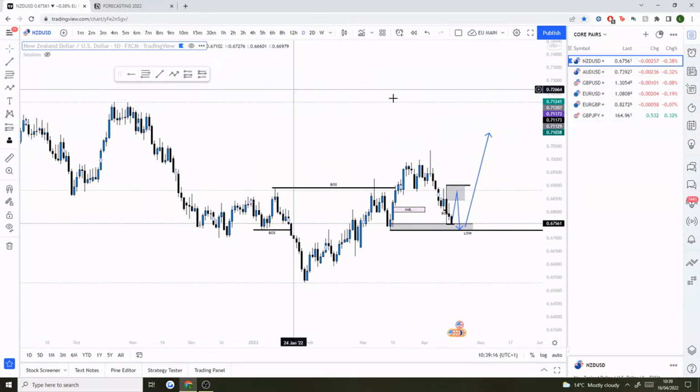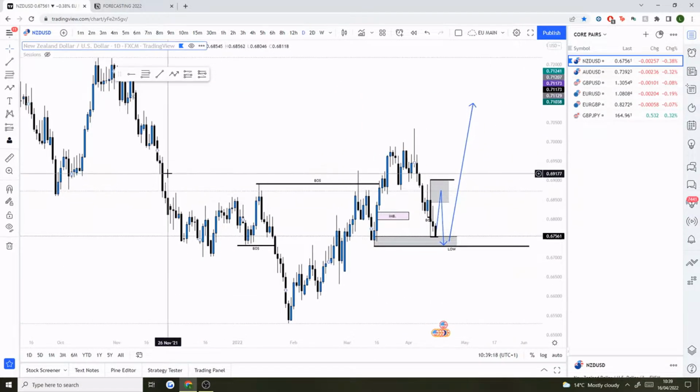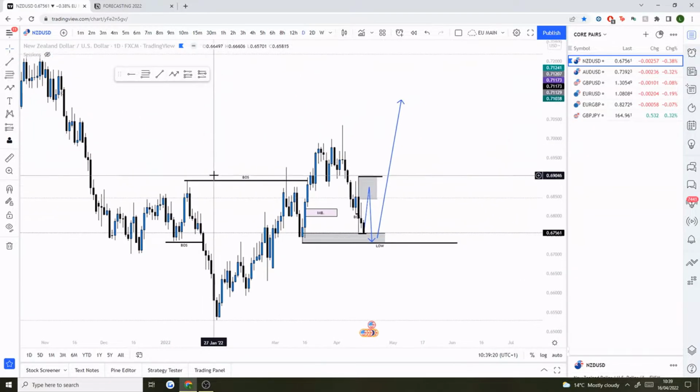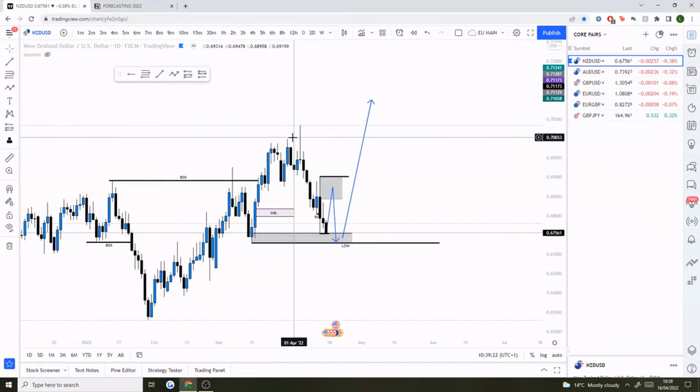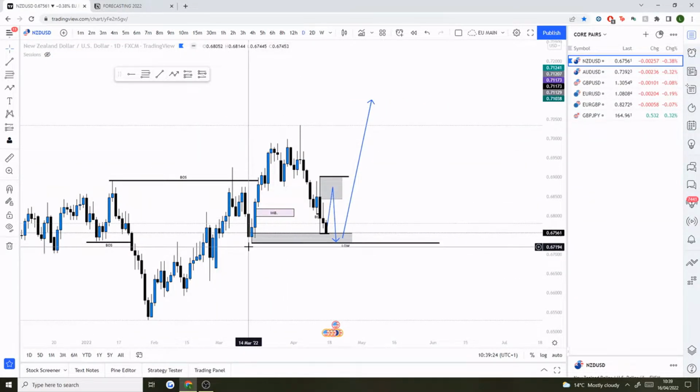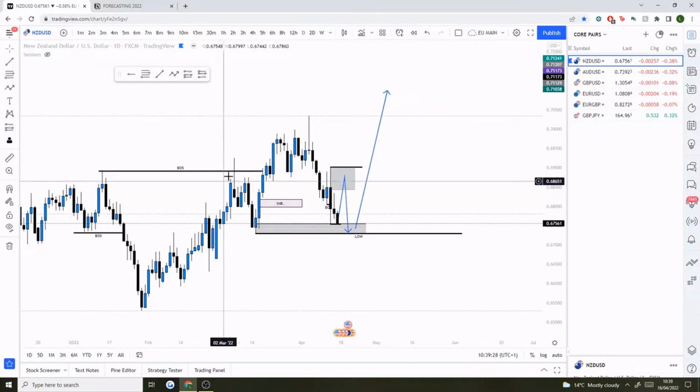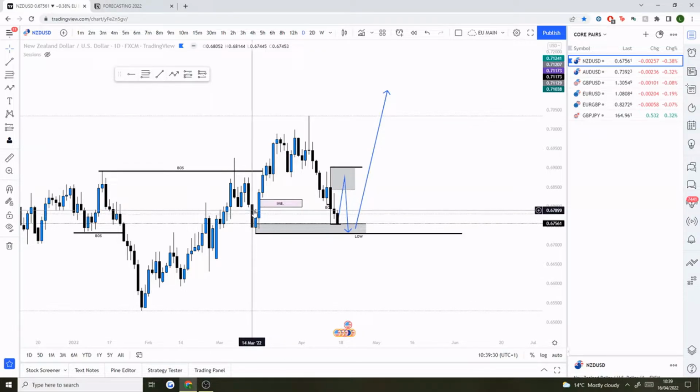So I'll try to keep it simple today. NZDUSD on the daily, we've had this bullish break of structure here. That originated from down here where I've marked low, so that's a strong low. Now for me, like I spoke about the last few weeks, this whole area here is a bullish order block.